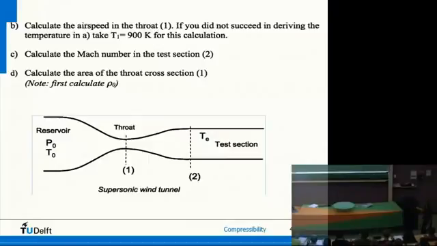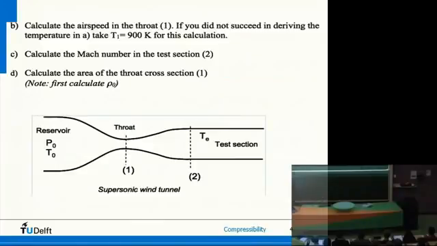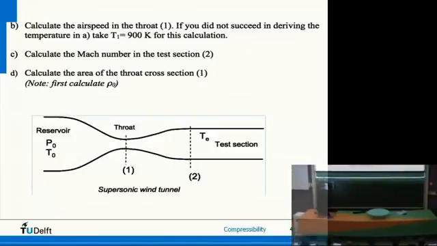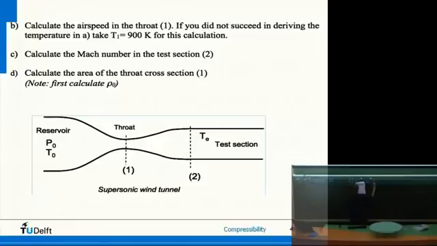So we're halfway, I think. We just calculated the airspeed as well, and I think we're now at point C. So I will give the answers we derived last time. The temperature in the throat, T star, was 1000 Kelvin. And B, the speed in the throat, equal to the speed of sound in the throat by definition, was 640 meters per second.